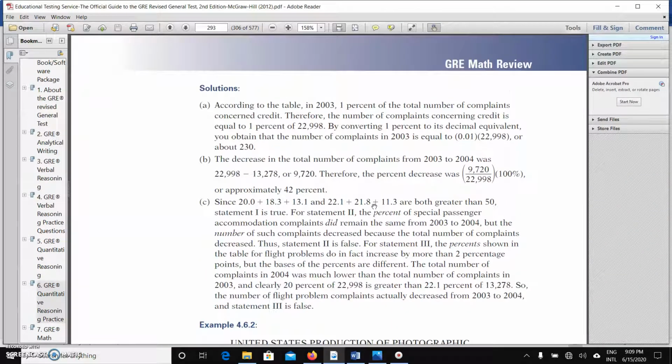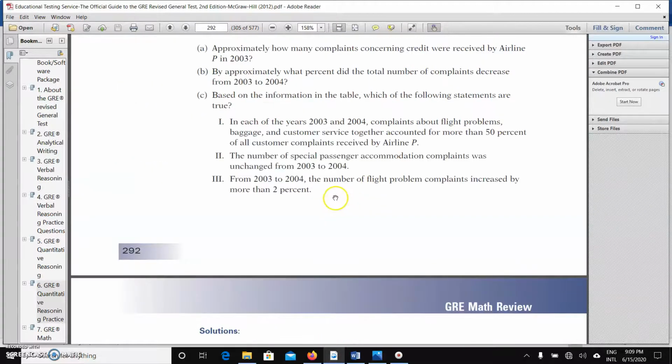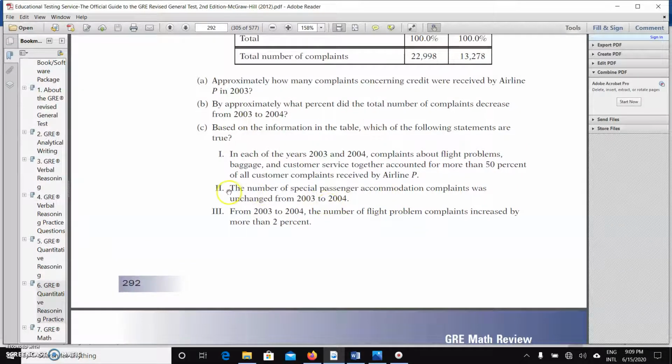I'm having this feeling that I have omitted a question. No, I did not. So let's move on. I did not omit any question. Oh, yeah, I did. Let me move back to this question, please.